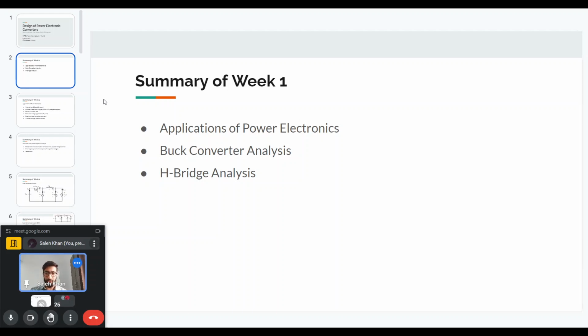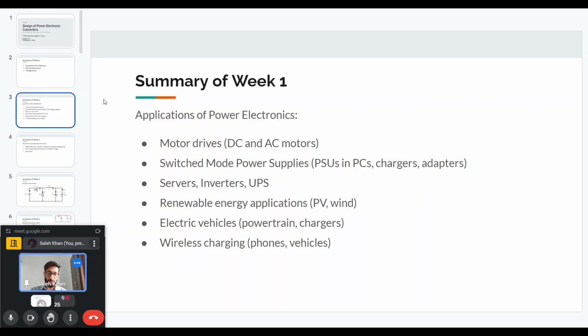So in the applications of power electronics, what was mentioned was a diverse group of areas. First of all, motor drives is a very important application of power electronics, where whether you have to control a DC motor or AC motors, you use power electronics to vary the AC voltage level or DC voltage level, and the AC voltage frequency to control the speed and the torque of the motor drives. And this is done through power electronic converters.